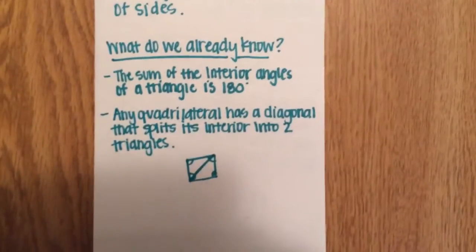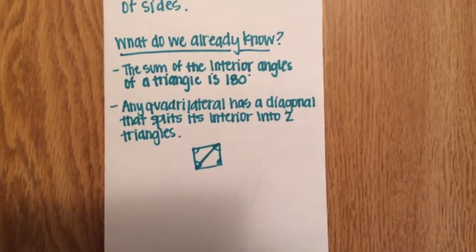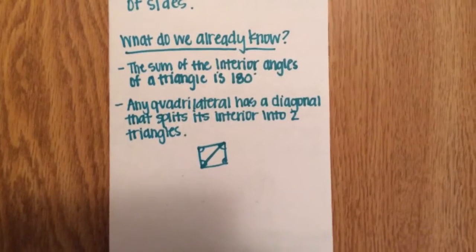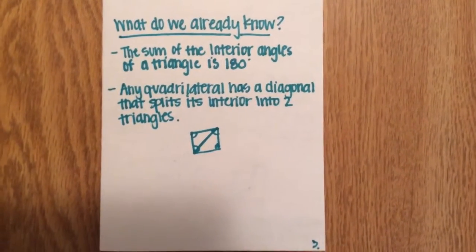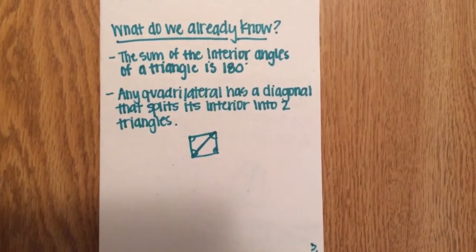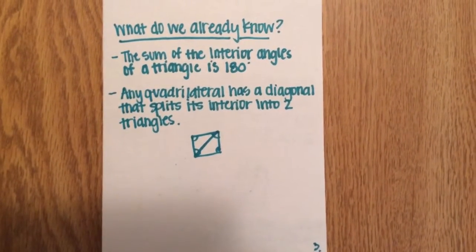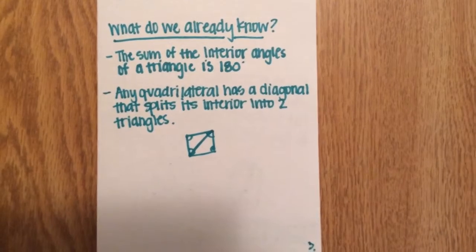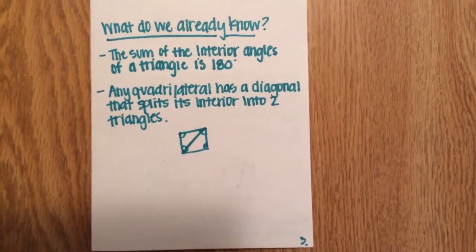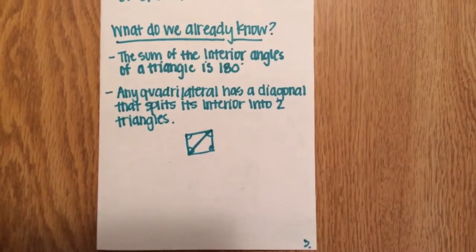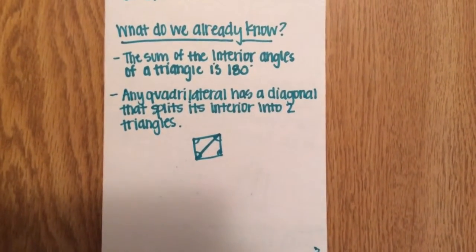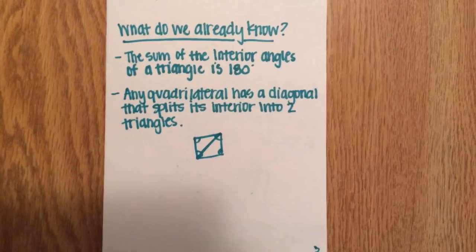So now I can ask, what do we already know? Just from basic facts that we've already discovered within our last couple videos, we know that the sum of the interior angles of a triangle is 180 degrees. Additionally, any quadrilateral, which is a shape that has 4 sides, has a diagonal that splits its interior into 2 separate triangles, seen in this image here. So the quadrilateral is split in half into 2 triangles by a diagonal.